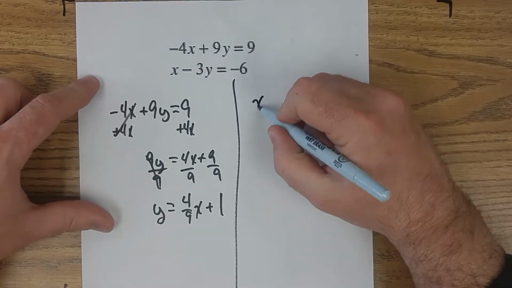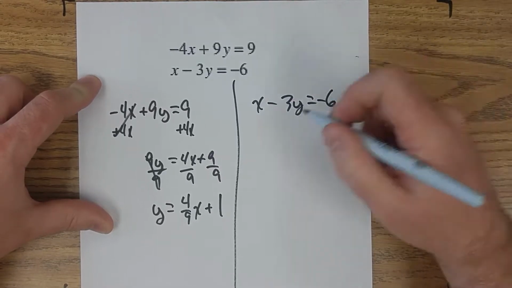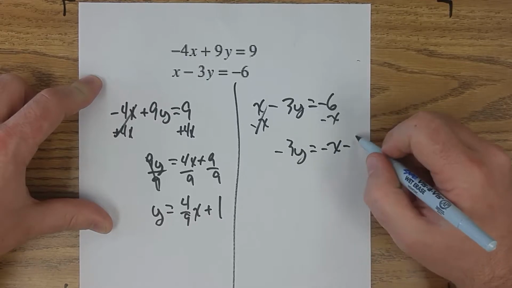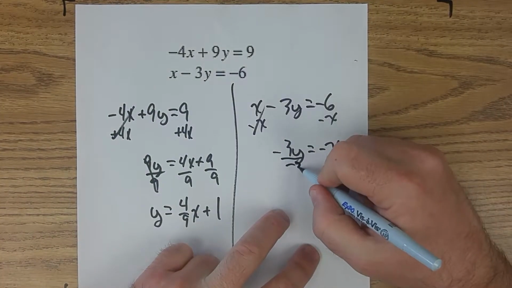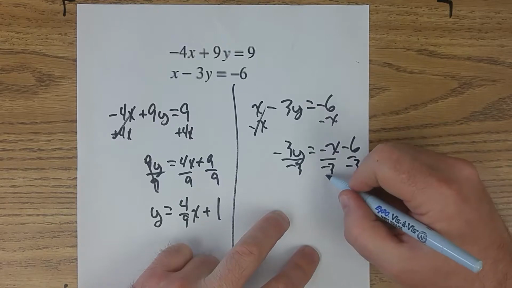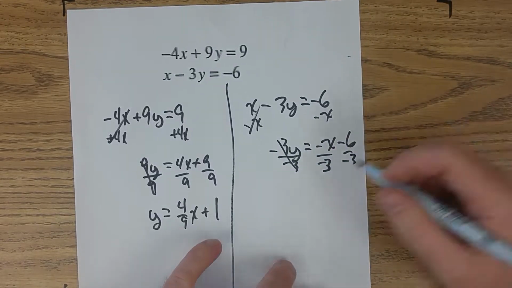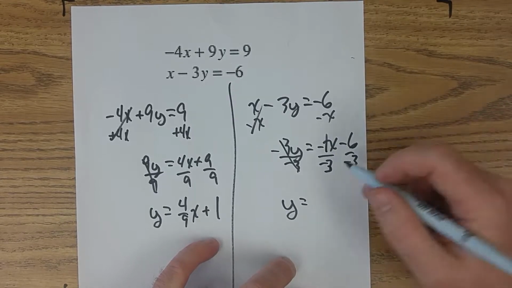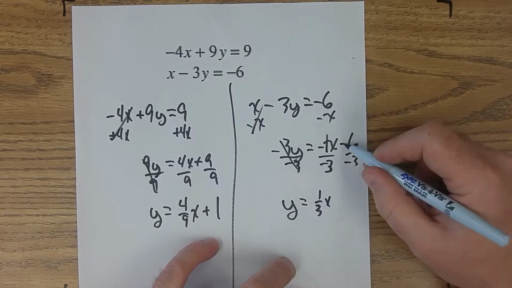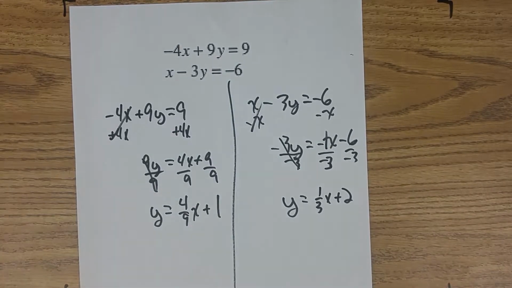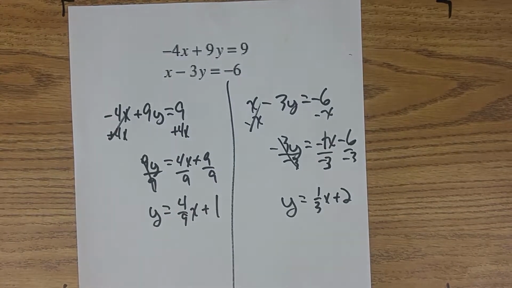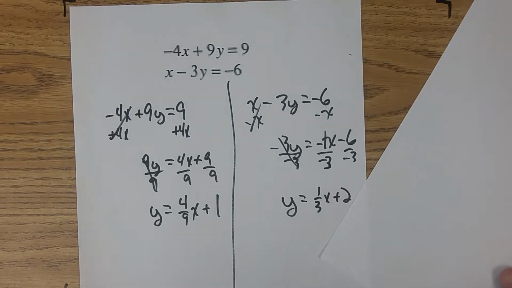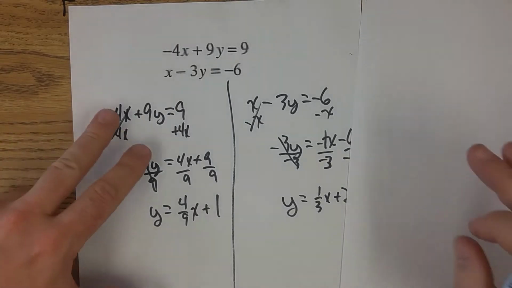On this other equation, we're going to solve for y by subtracting x from both sides and then dividing both sides by -3. Remember, you've got to divide every single term. We get y is equal to -1x divided by -3, which is 1/3 x, and -6 divided by -3 is +2. So we've got these two equations. We can now set them equal to each other.